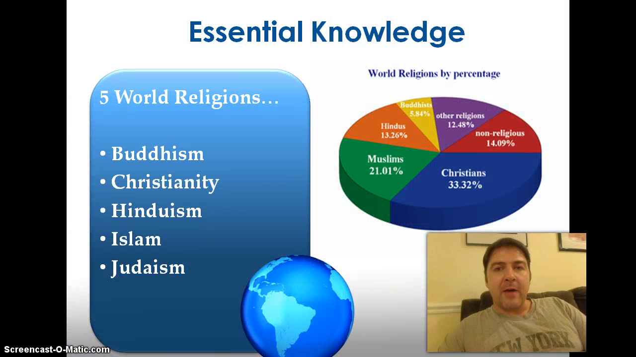Quick review of the 5 world religions so we know which ones we're talking about. We're really talking about Buddhism, Christianity, Hinduism, Islam, and Judaism. And if we take a look at our pie chart here, if we add up our percentages, Christians, Muslims, Hindus, Buddhists, and Judaism falling in this purple slice here of other religions, we're looking at roughly 3 out of every 4 people on earth belonging to one of these 5 religions. That's where the title, The World Religions, comes from.